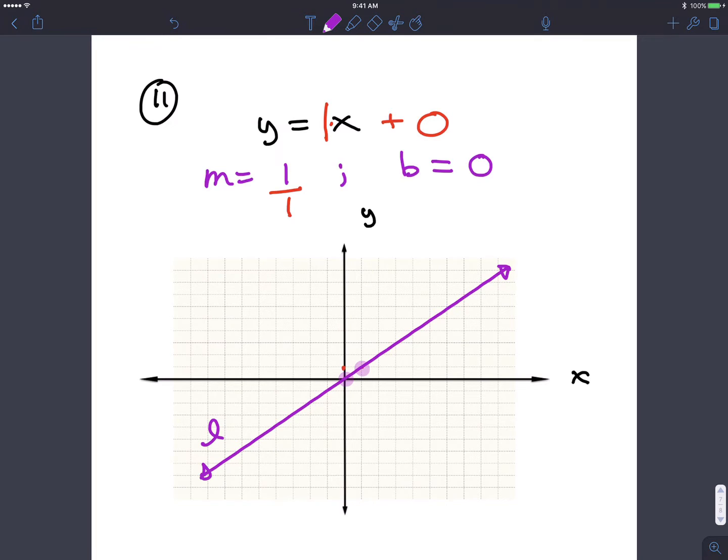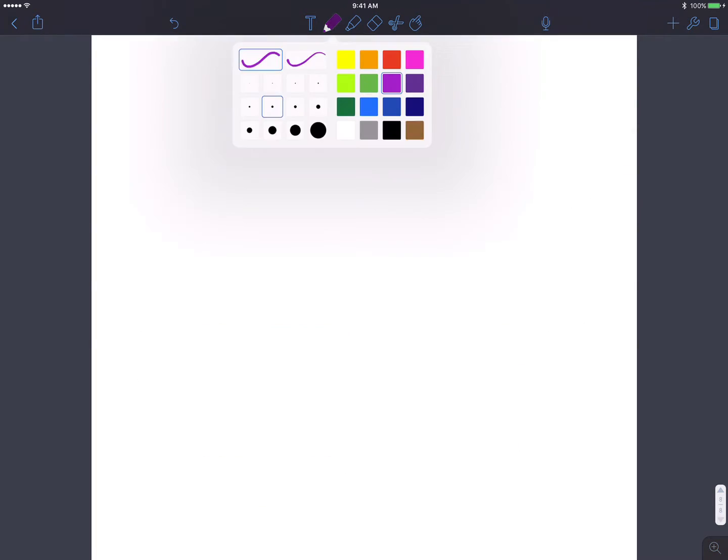This is number 11. Number 13. Y equals 3/4 x.